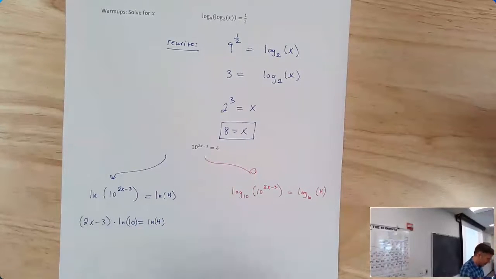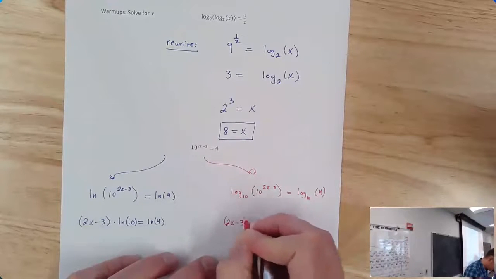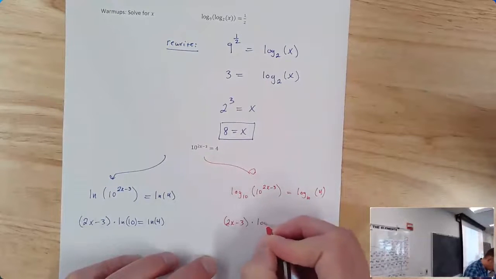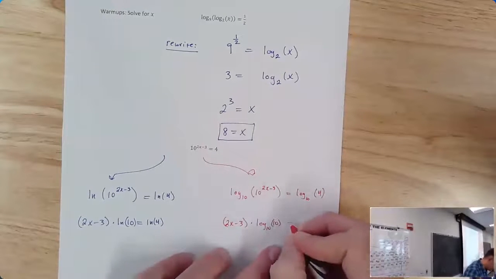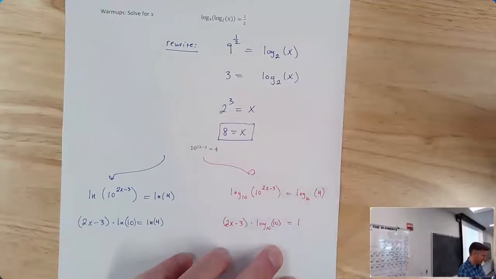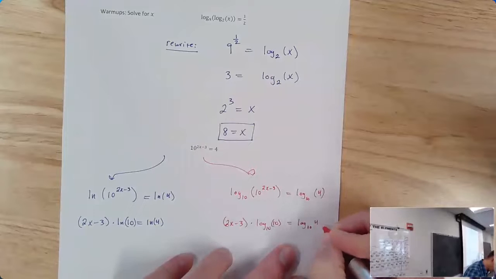On the right-hand side, same deal. The 2x minus 3 comes down. We've got a log base 10 of 10. Everybody should think about what that's equal to. Equal to the log. Oh, I said I wasn't going to write the base anymore. Oh well, I lied. Sorry. I won't write it in the next step. Unless I forget, and then I will.